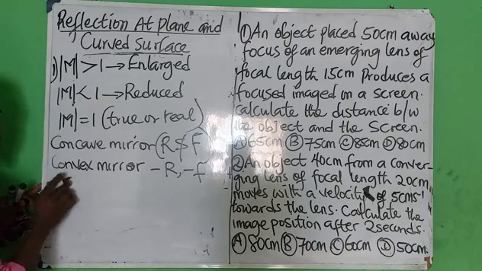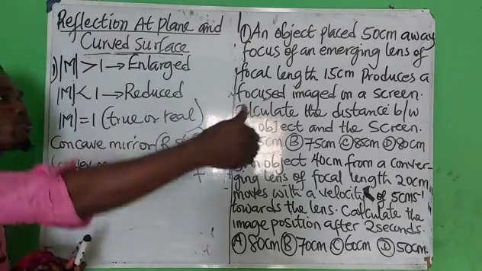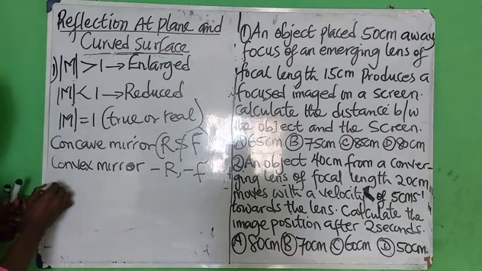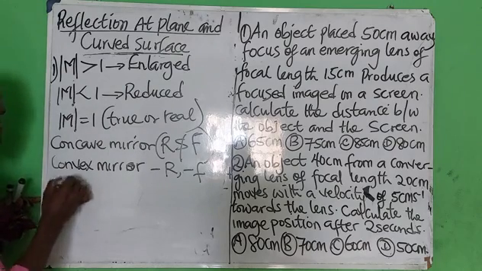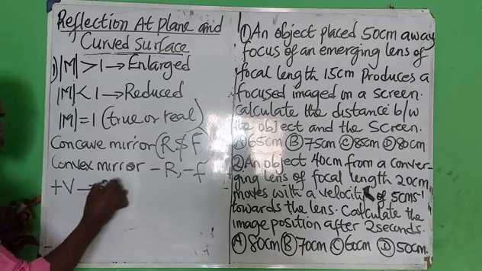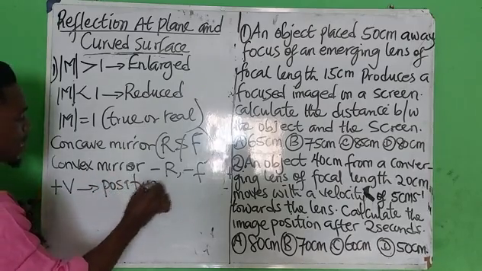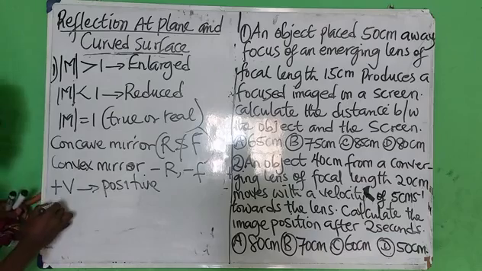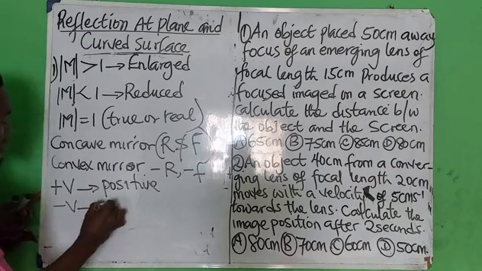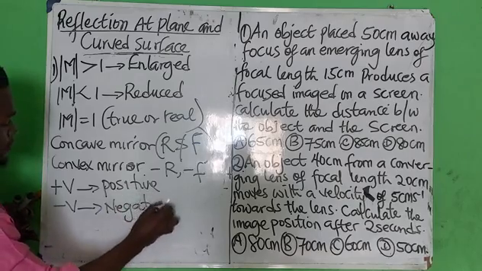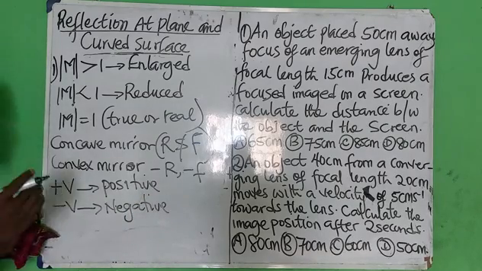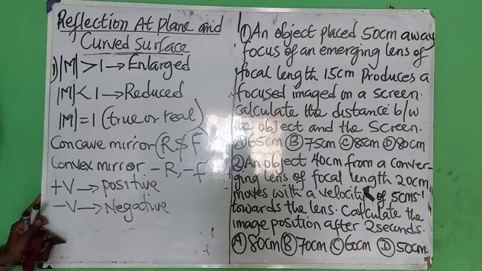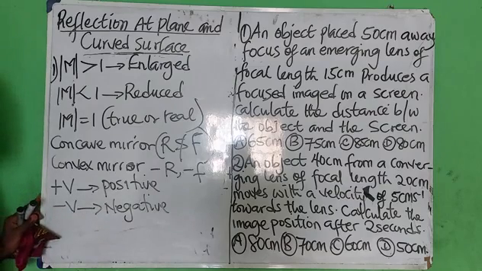Take note of this also. When an image is formed at the front of the mirror, such an image is positive. The image distance is usually what? Positive, when it's formed at the front of the mirror. But when the image is formed behind the mirror, it is what? Negative. When the image is formed at the front of the mirror, v is positive, but when it's formed behind the mirror, v is negative.